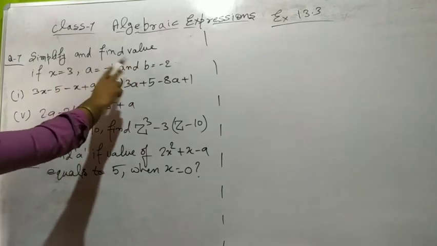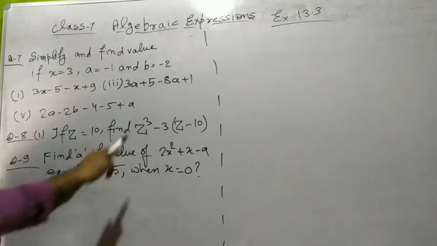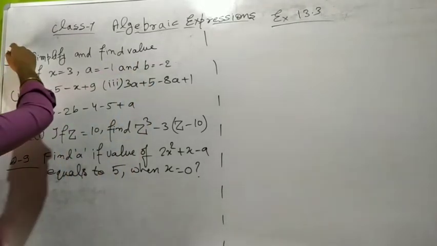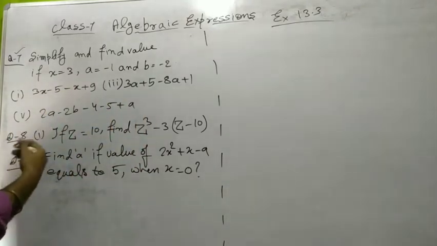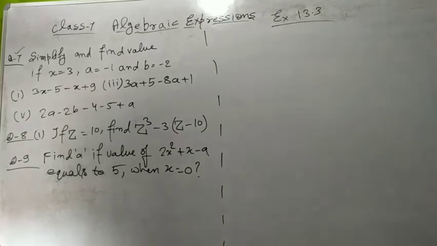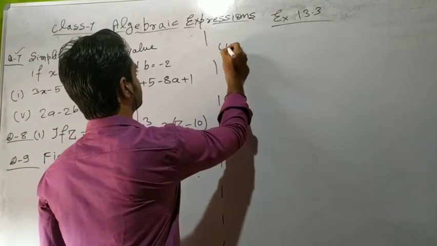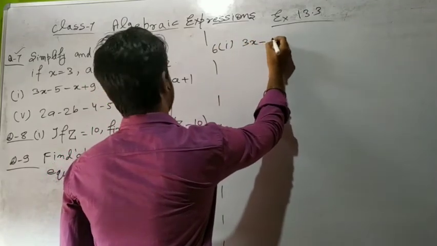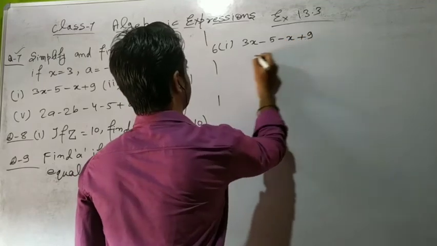Simplify and find value if x equals 3, a equals -1, b equals -2. This is our 7th question. Two algebraic expressions are given. First we will simplify them, then we will put value. So the first one here is 3x minus 5 minus x plus 9.